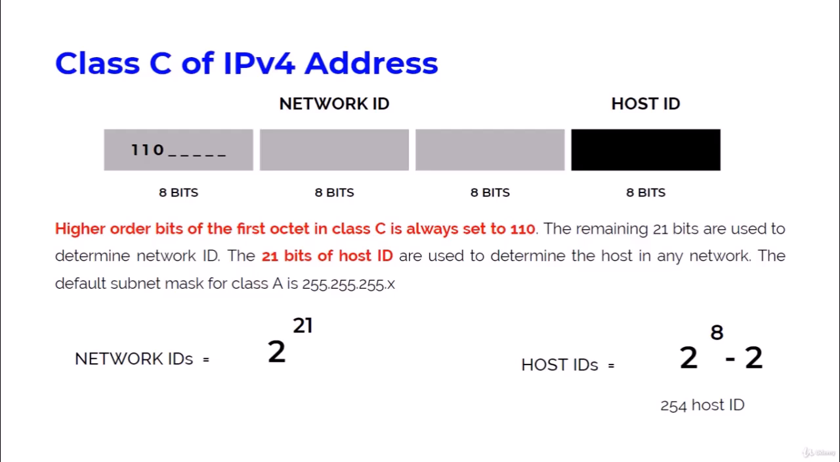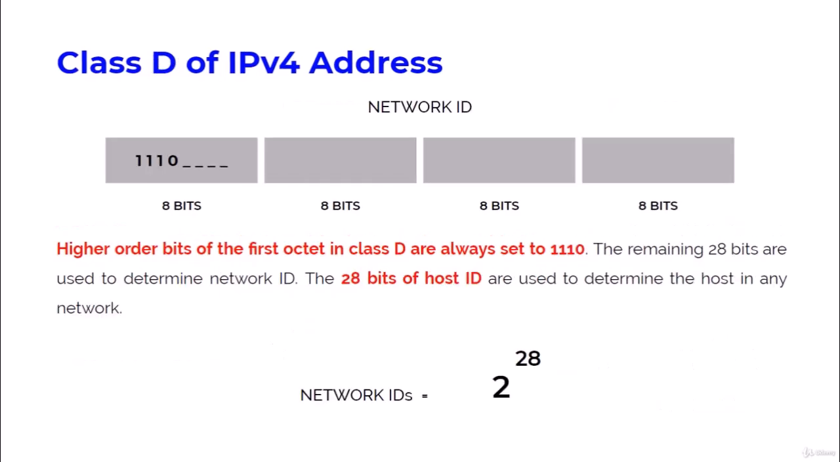The higher order bits of the first octet of an IP address of class C are always set to 110. The remaining 21 bits are used to determine the network ID. The 8 bits of host ID are used to determine the host in any network. Therefore, the default subnet mask for class C is 255.255.255.x.